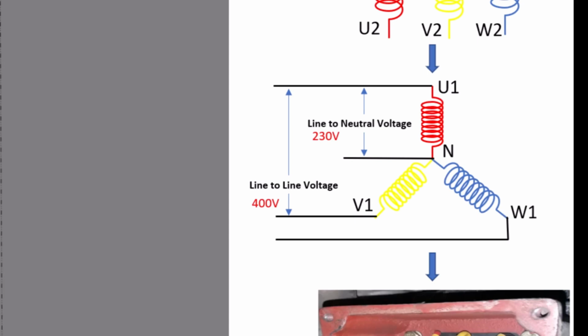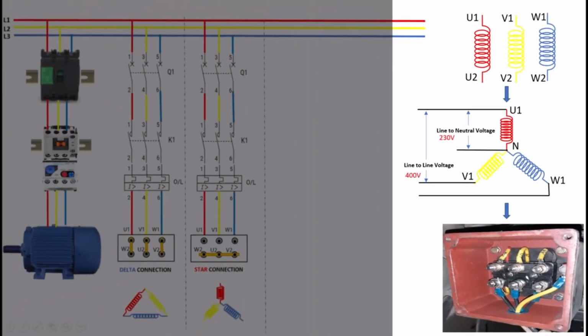To avoid any confusion, let me clarify. Line-to-line voltage, also known as phase-to-phase voltage, is 400 volts, though this can vary depending on your country's electrical standards. Similarly, line-to-neutral voltage, often called phase voltage, is 230 volts, but keep in mind that this can also differ by country. One of the main benefits of the star connection is that it reduces the starting current when the motor is first activated.